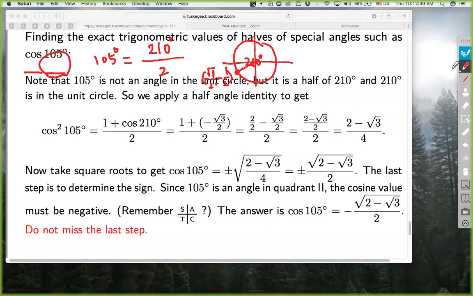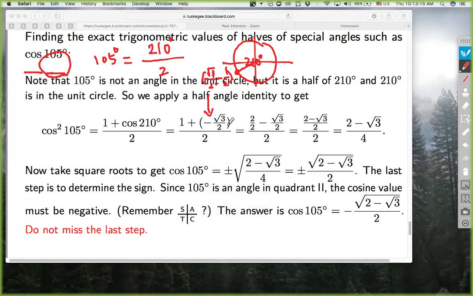So it's 1 plus cosine of the double of this half angle, which is 210 over 2. So what you have to do here is to write down, instead of cosine value, write down the fraction. Okay, and from the unit circle, we get cosine of 210 degrees. It's right here, negative square root 3 over 2. And this goes right there. And work out the fractions.